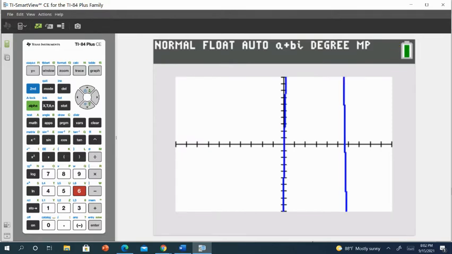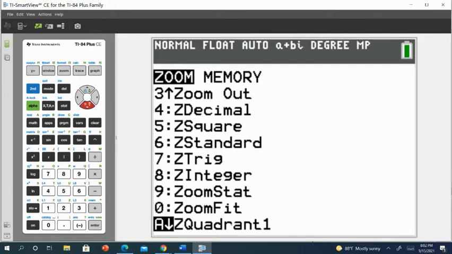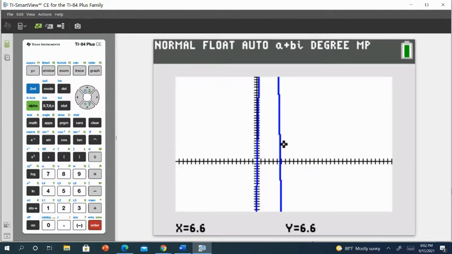There's another neat feature that the calculator will do. If you hit zoom again and arrow down to the next screen, you'll see at the bottom of my screen where it says quadrant 1. It's highlighted on that one, so I'm going to hit enter. What it does is it focuses everything in quadrant 1 only. So this is the x-axis of quadrant 1, and here's the y-axis in quadrant 1. I can't quite see all of my parabola, so I'm going to zoom out. Zoom 3, enter is zooming out.